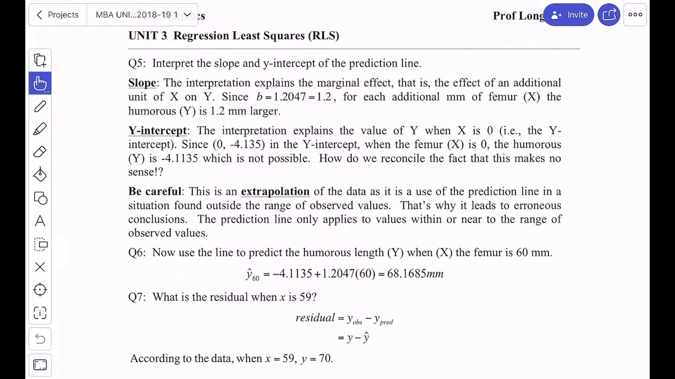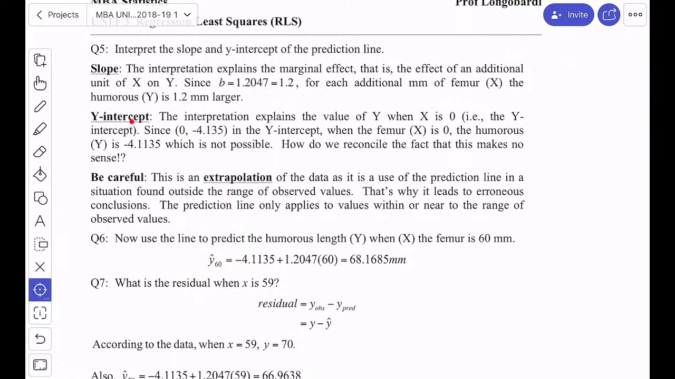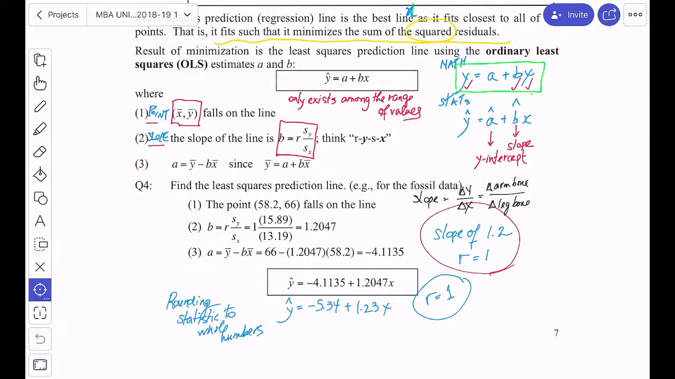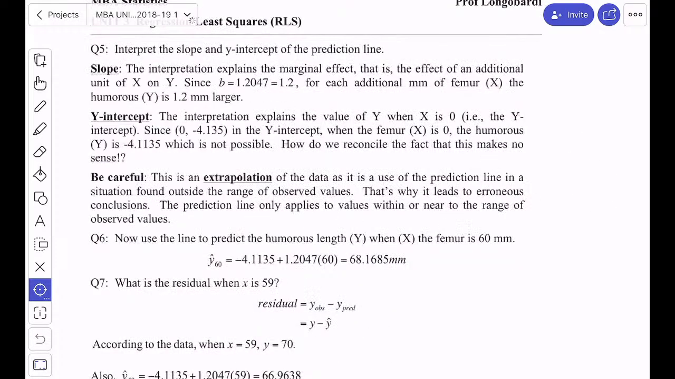And that's what the intercept does. The y-intercept says, what is the value of y, the arm bone, when x, the leg bone, is 0? If you use the line as though it's a mathematical line and you plug it in, let's use the one they have here to follow with the questions. If we put 0 here, that means that y hat will be negative 4.1135. Now think about what that means.